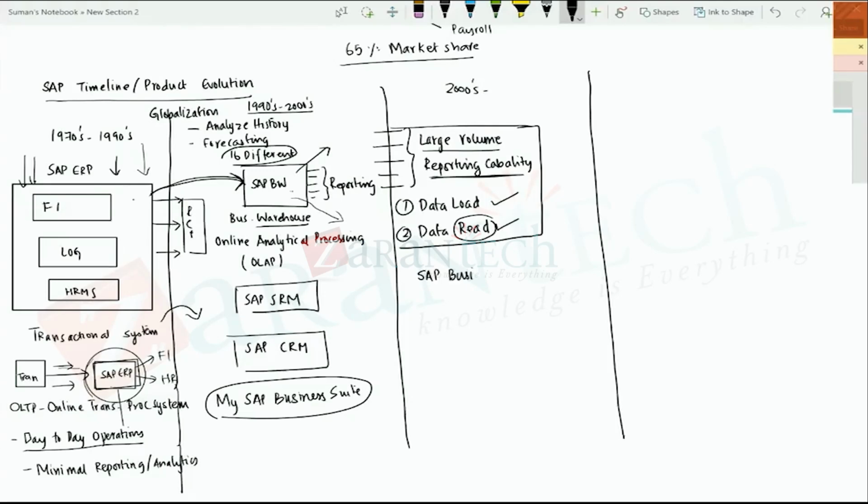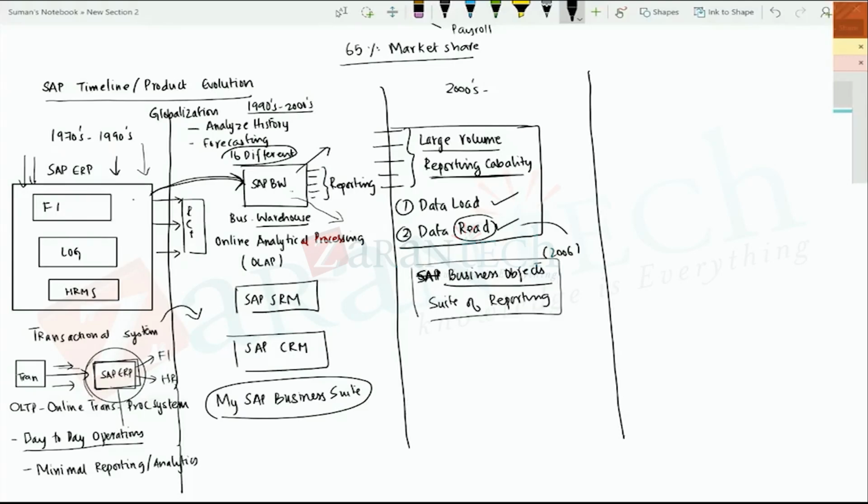SAP went and bought Business Objects, a France-based company. It was bought in, I think, 2006. SAP went and bought this company and integrated it, so this became SAP's Business Objects, which has a suite of reporting tools now. So in the 2000s, one of the major things that happened in the SAP platform was buying this SAP Business Objects reporting tool. That was one big change.